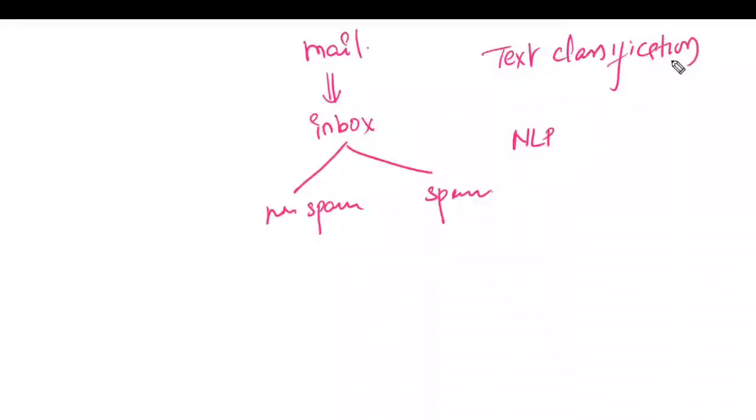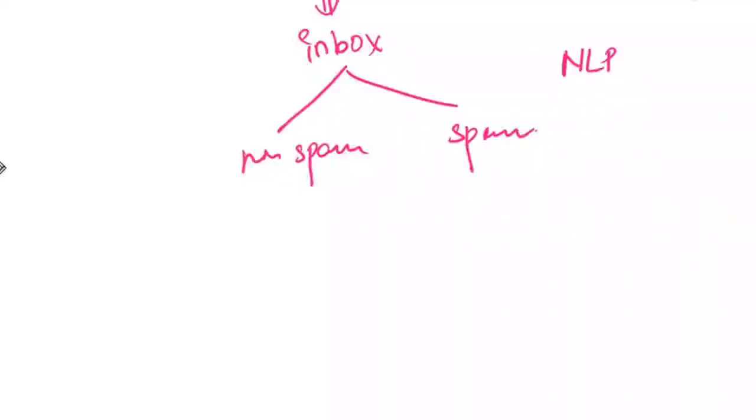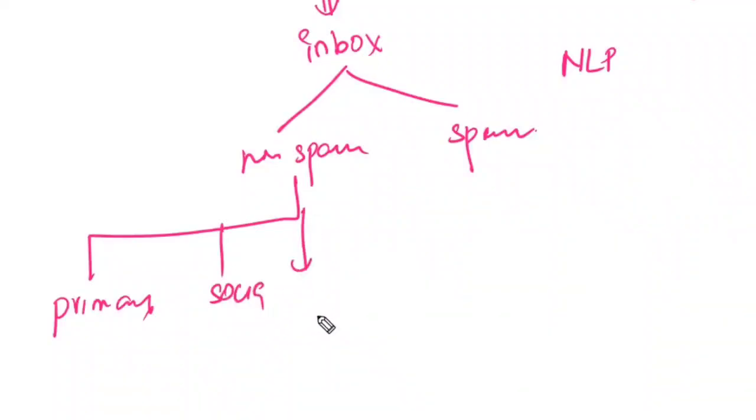Earlier, in the year 2016, we had just non-spam mail and spam. Only two things were there. Now, everyone knows that in the non-spam, again, it has primary, social, and promotion.